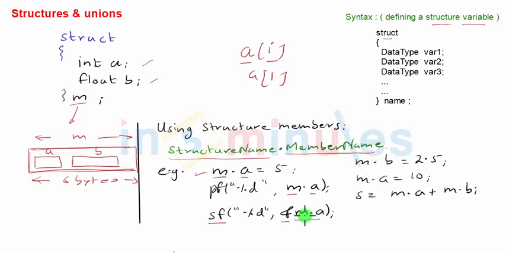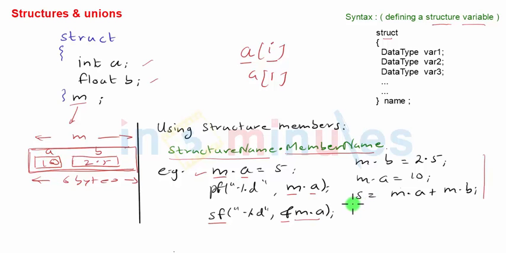Now let's see this example over here. Suppose we really write these statements, what will happen? Here you are writing m dot b equal to 2.5. So because of that, 2.5 will be stored inside b of m, that is m dot b. And m dot a equal to 10. You are saying a of m equal to 10. So in a of m, there will be the value 10 stored.